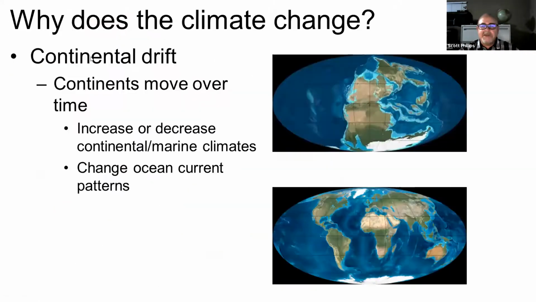Now there's other things that over different time scales will affect the climate of the Earth as well. Continental drift over millions of years. We're going to be talking about that in the future. At different times over the past hundreds of millions of years, the continents have been in different configurations. And because of land-water contrast, that can affect the climate of the Earth.